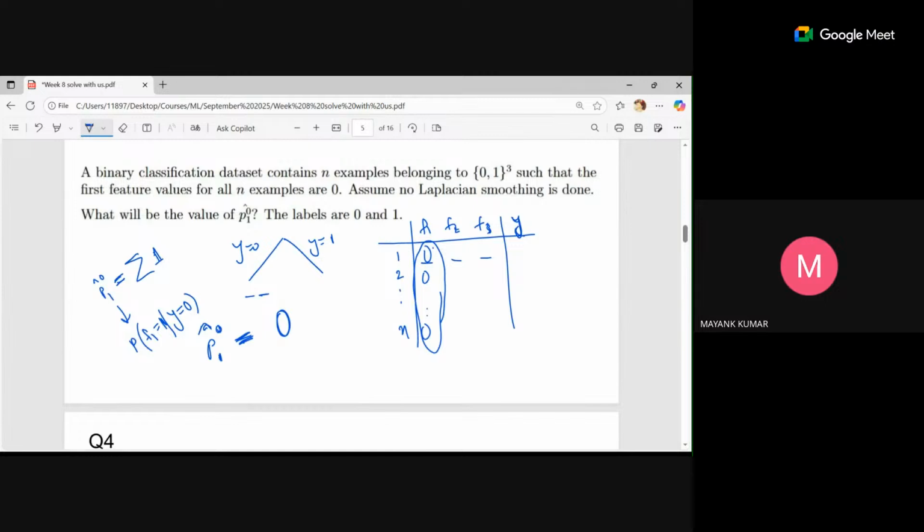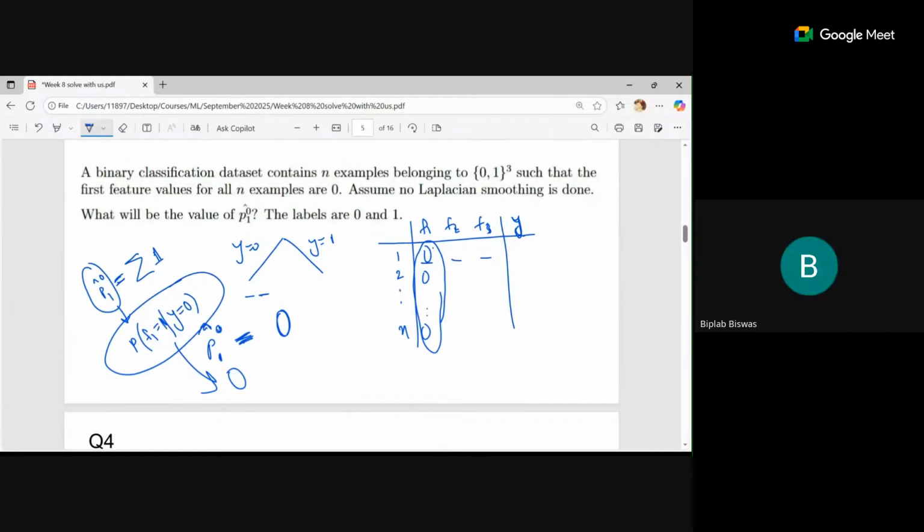Since F1 is given to be always 0, the probability of F1 being 1 will be 0. This means you have to find this, okay? But you can see that feature 1 always takes the value 0. So this probability will always turn out to be 0.